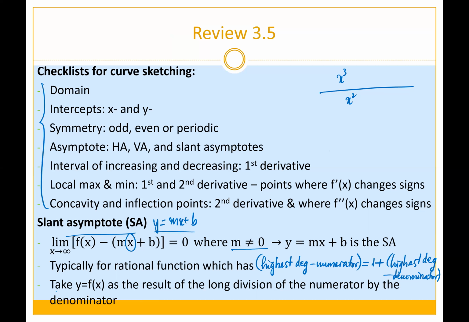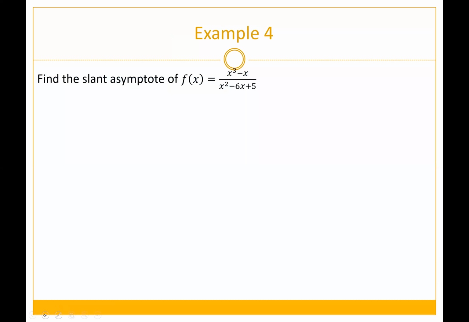Then you take y equal to f(x) as the result of the long division of the numerator by the denominator. That value of y is going to be mx plus b, and that's going to be your slant asymptote. We're going to see that in this first example 4. Find the slant asymptote of f(x) equals (x cubed minus x) divided by (x squared minus 6x plus 5). Now, using long division, this is how you're going to do it.